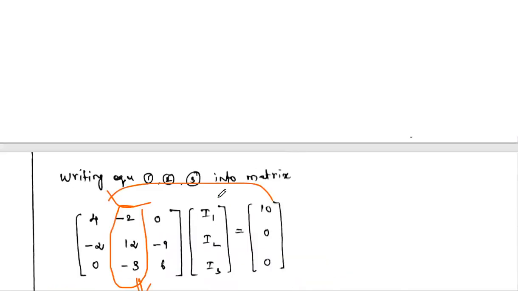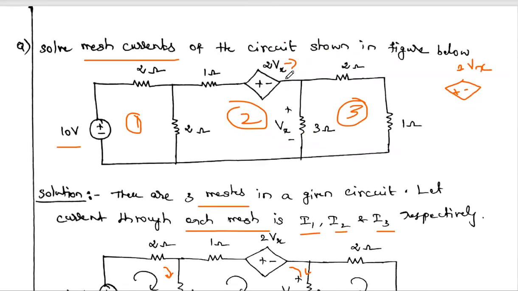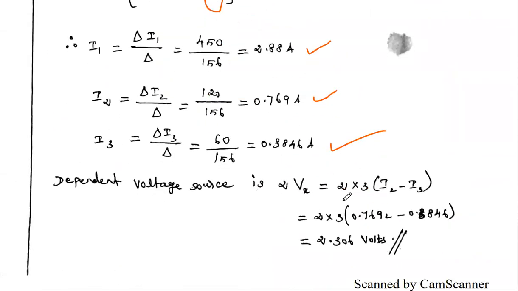Okay. Then in the question, we have to find the mesh current. Okay, if the question asks to find the value of the dependent voltage source, what is the value of the dependent voltage source? 2 Vx. Okay, so the dependent voltage source is calculated by 2 Vx. So what is Vx? Vx is nothing but the voltage across the 3 ohm resistor, 3 into I2 minus I1. So you just substitute the I2 value and I1 value here. We can get 2.306 volt. Okay, this is the dependent voltage source value.